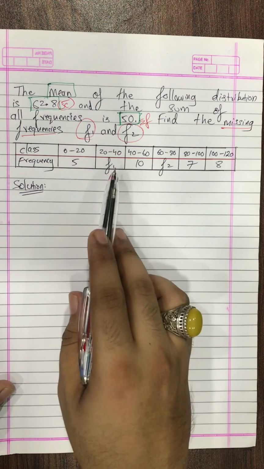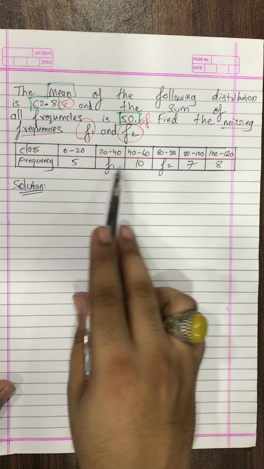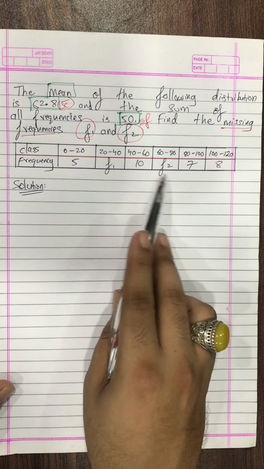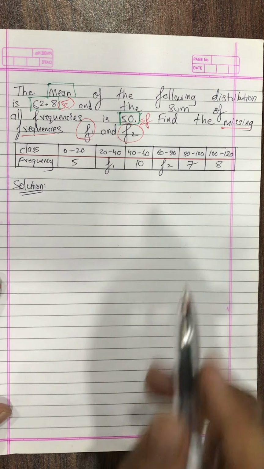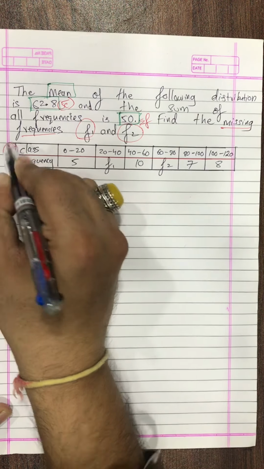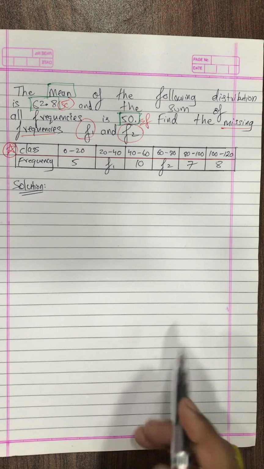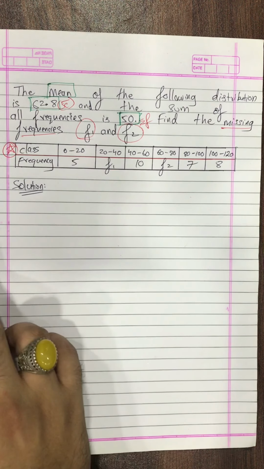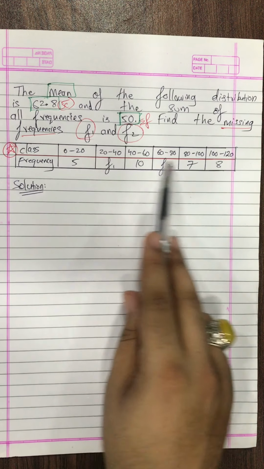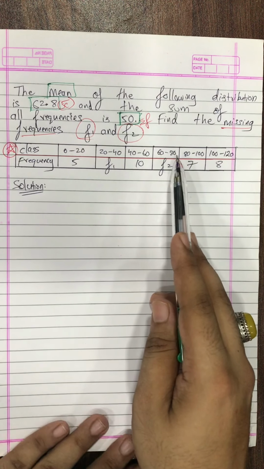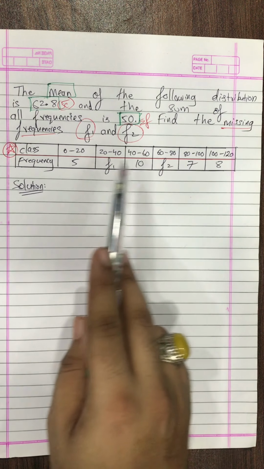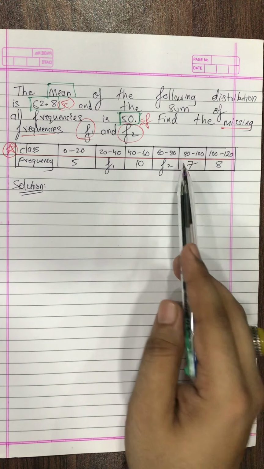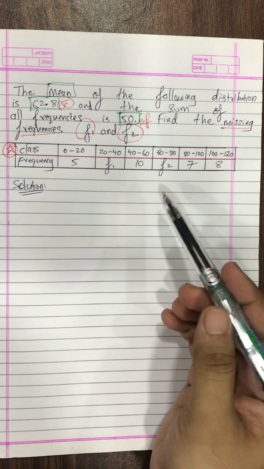See this students, in the row of frequencies, f1 is something unknown and f2 is something unknown. So we need to find two unknowns, which are the frequencies. But I want you all to observe this row of the class intervals. Here the class intervals are given. That means grouped data is given. So whenever you apply any of the methods of mean to find this unknown, you should remember that the grouped data is given. So let's start now.